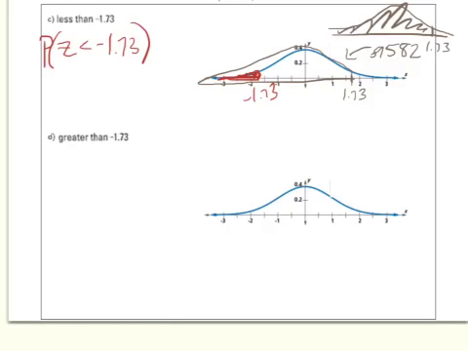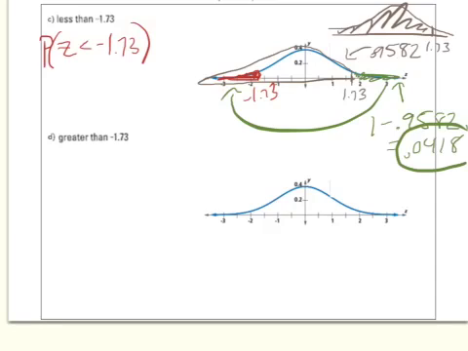So what you need to realize is this empty tail right here is the exact same as that tail. So what you can do to find the red tail is take the area that I did in the brown, do 1 minus that. If I do 1 minus 0.9582, I'm going to get this little green tail. And that's going to give me 0.0418. Well, you guys, that green tail is the reflection of the red tail. So that means the area of the red tail has to be the 0.0418, or 4.18% of the graph sits in that red tail.